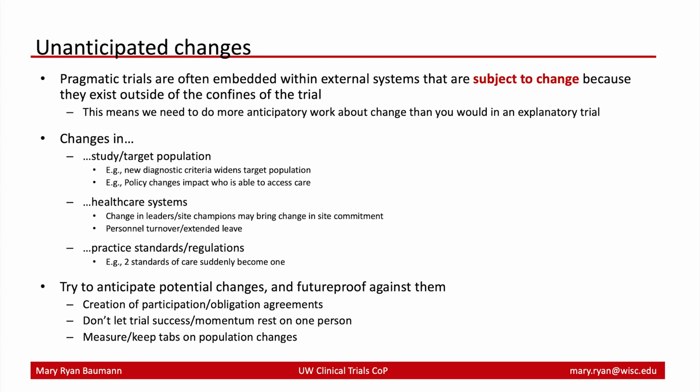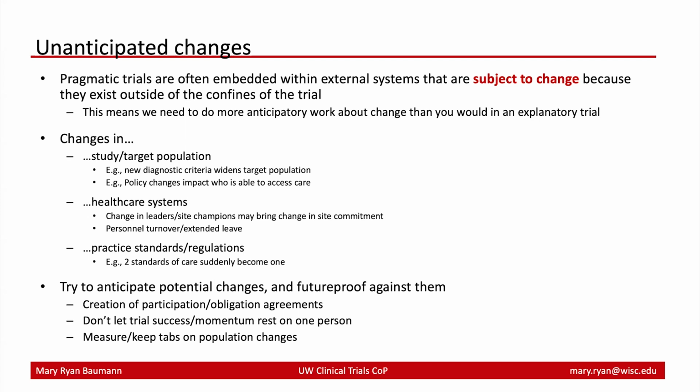And so in pragmatic trials, you really need to anticipate these potential changes and future-proof as much as you can against them. You can't always because they're unanticipated, but think about the creation of participant or obligation agreements among sites, so everyone understands what the workload and participation requirements of the trial are going to be, so you don't have site dropout because they didn't understand how much of a burden it was going to be to be a part of the trial.